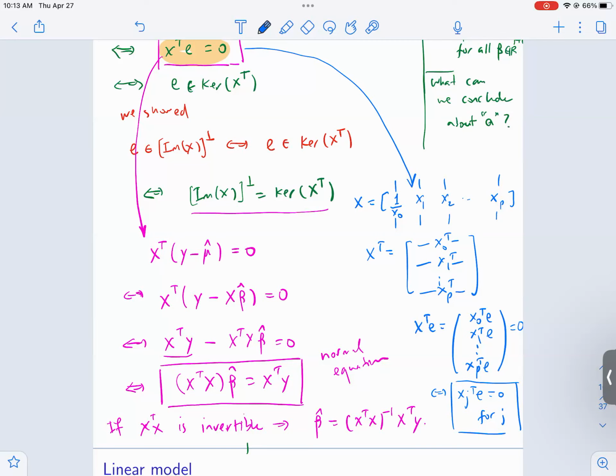Sounds good? Yes. So the dimension of beta hat is P plus 1, which is the dimension of X as well. I mean, the number of columns. Yes, because we are working with X beta. So X beta hat. The number of columns of X and the number of elements of beta hat are the same. It's always good to check the dimensions.